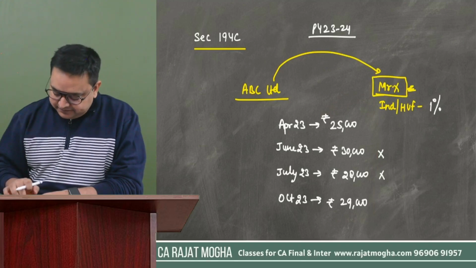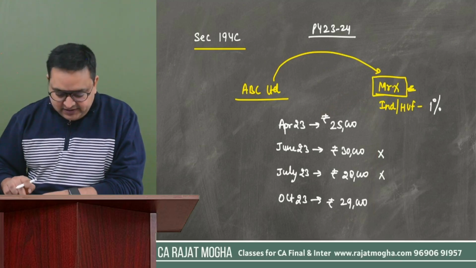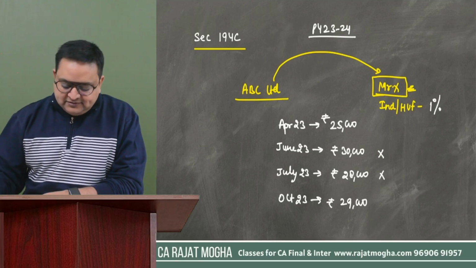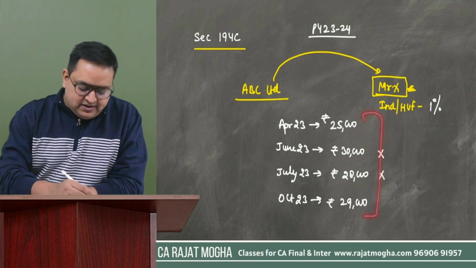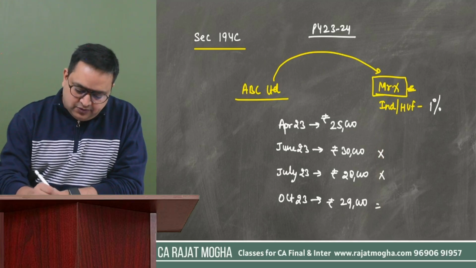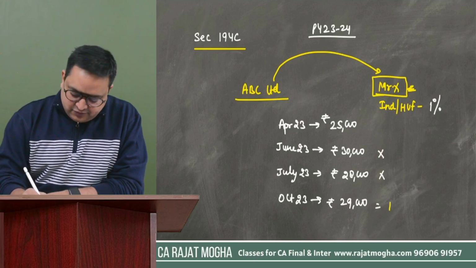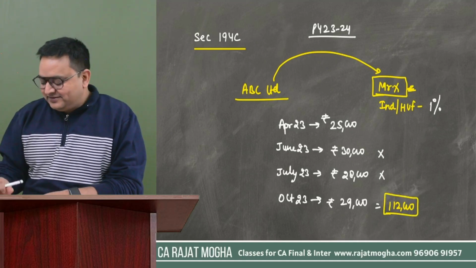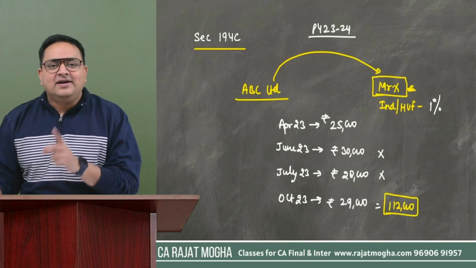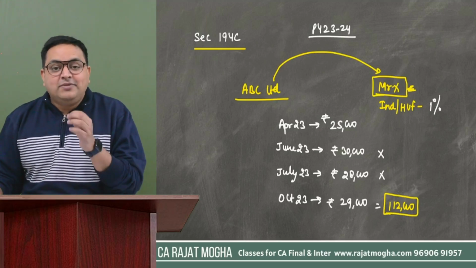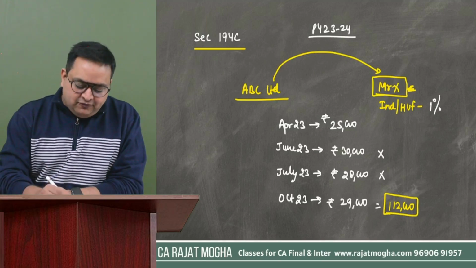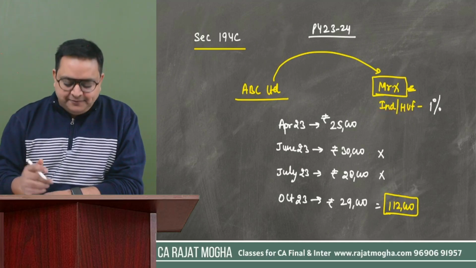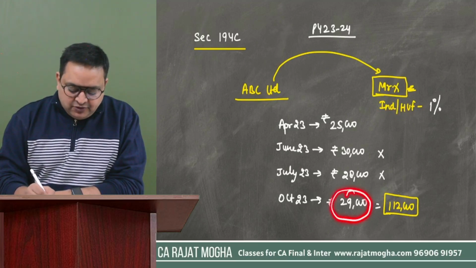How much is it? 25,000, 30,000, 28 plus 29. Now it is 1 lakh 12,000. If you aggregate it, it is now coming to 1 lakh 12,000 rupees. Now, because this aggregate of multiple contracts is more than 1 lakh rupees, now you will be deducting TDS. And how much will you be deducting? Let's say this person is an individual or HUF, 1% rate will apply. So will you be deducting 1% on 29,000?